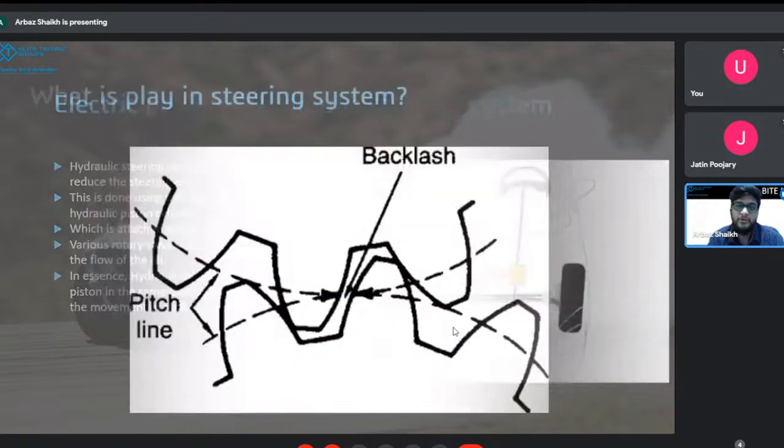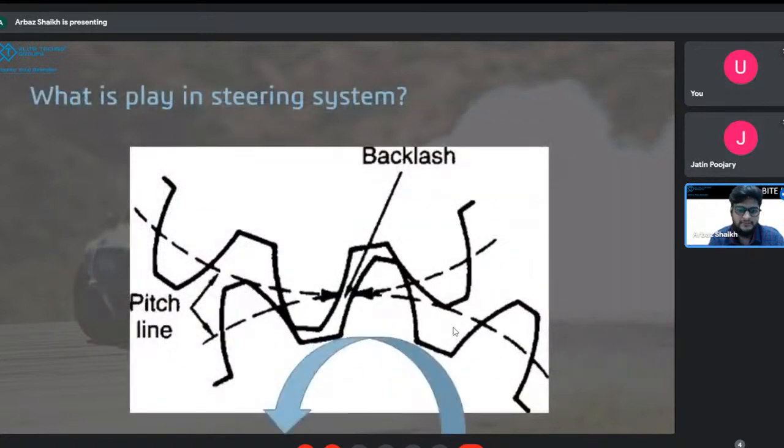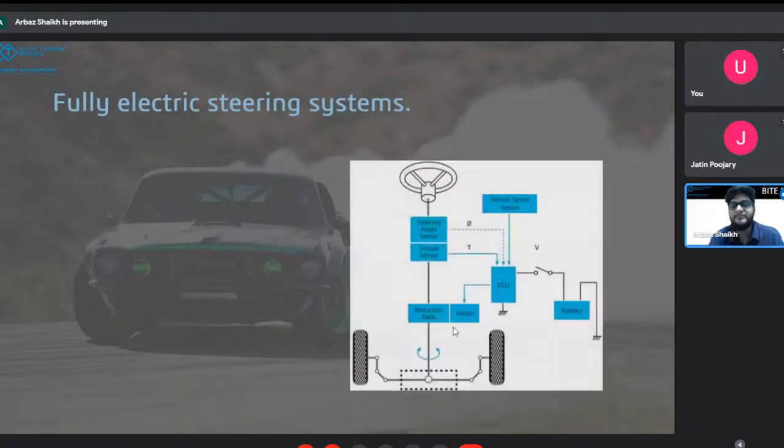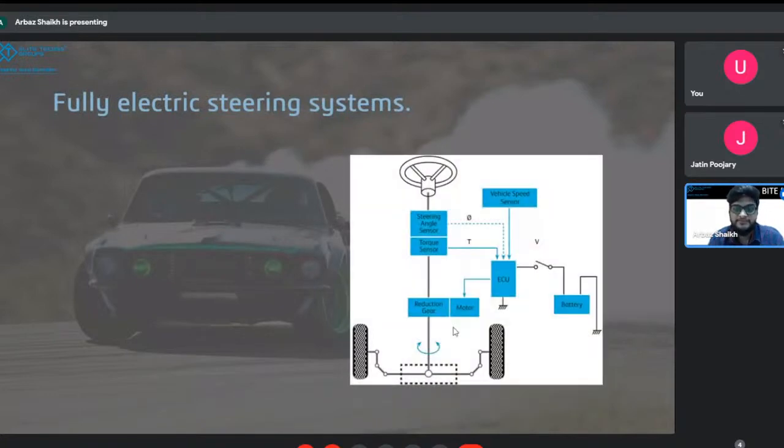Next thing we saw was the fully electric steering system, in which we saw whenever you turn your steering wheel, there are two ways to reduce human effort. First was to move the rack itself, and second was to rotate the steering column. So in this method, we try to rotate the steering column by applying a motor with a reduction gear to it, right? And an ECU was introduced over here. The ECU takes inputs from sensors.